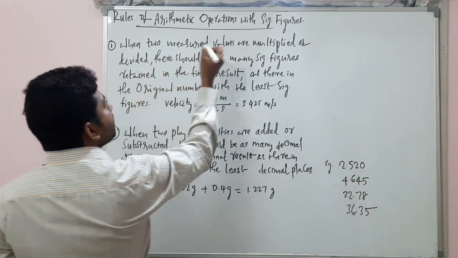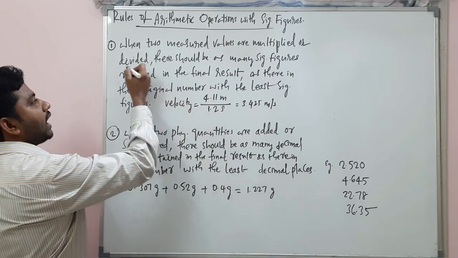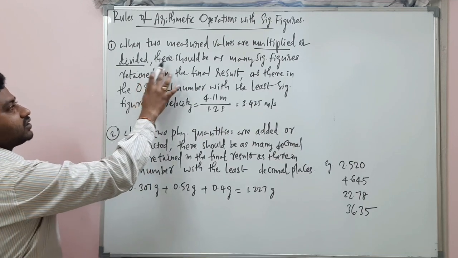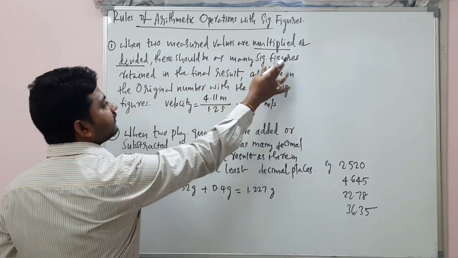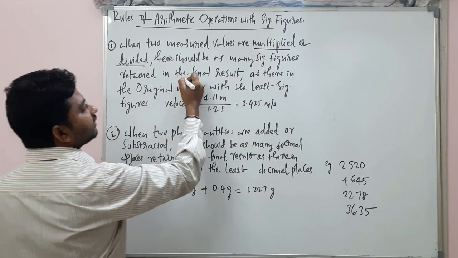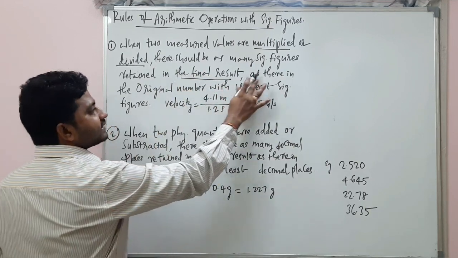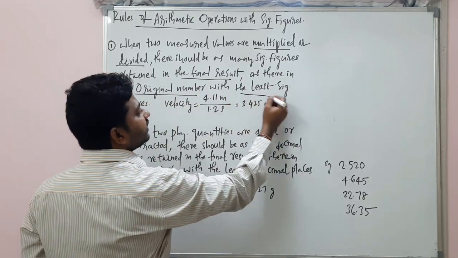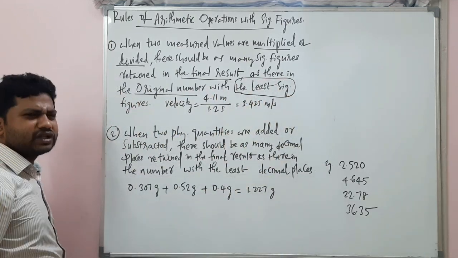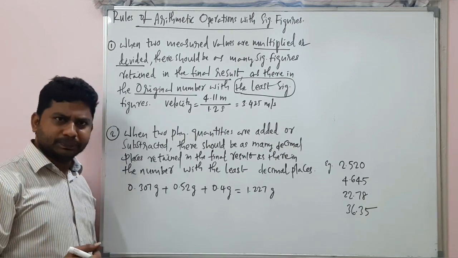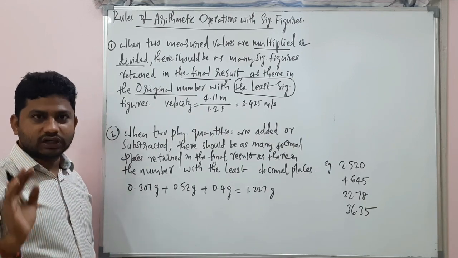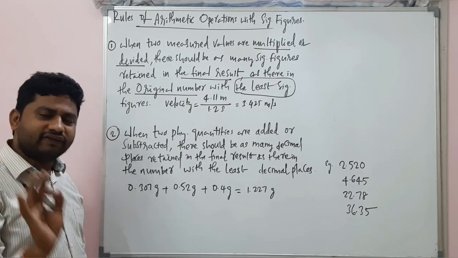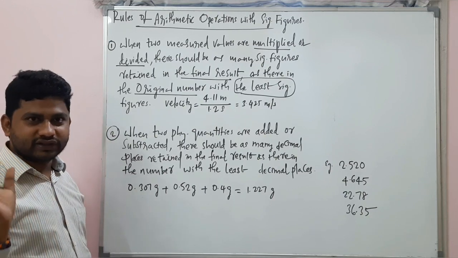When two measured values are multiplied or divided, see here, multiplied or divided, there should be as many significant figures retained in the final result as there are in the original number with the least significant figures. It's so simple. With a practical example, let's see. You are dividing two physical quantities or multiplying two physical quantities.